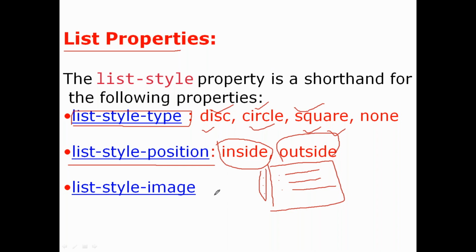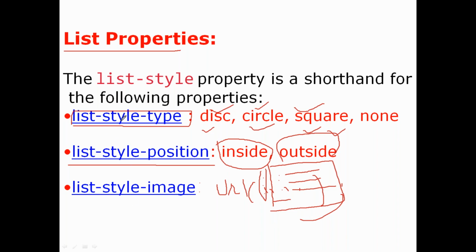Then list style image. See, for example, assume this list. Instead of a bullet, I want to give some images, like a flower, any image you can give. How do you use images? Just write url, bracket, semicolon, then double quote, and within that you write the URL. That is called the list style image.